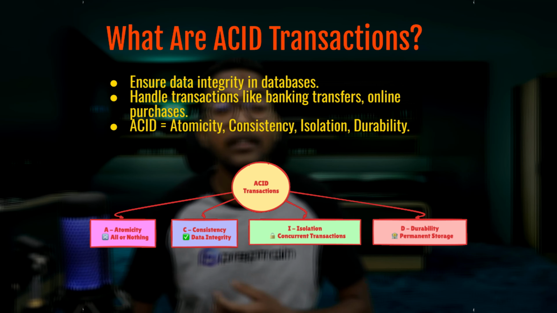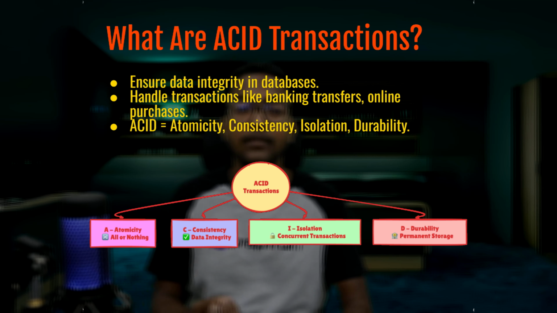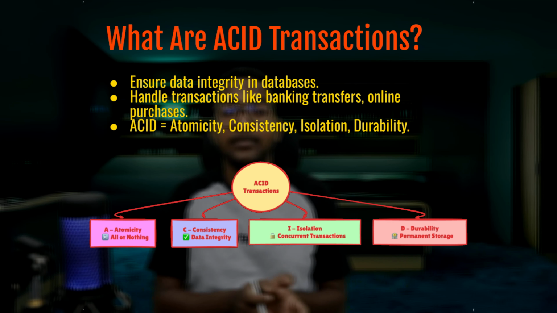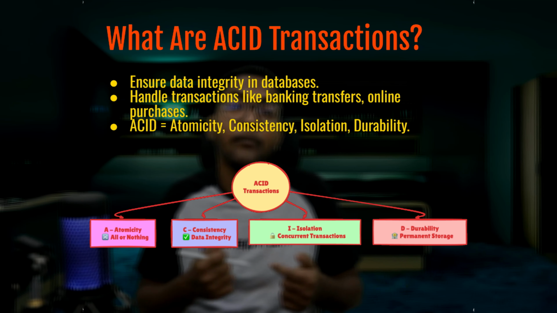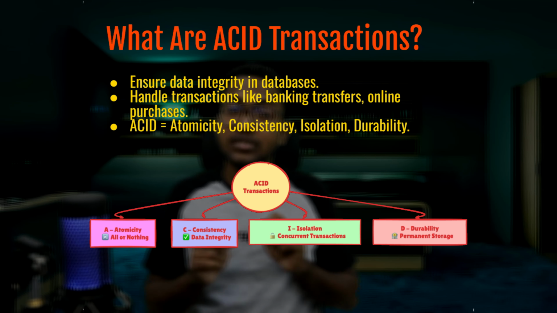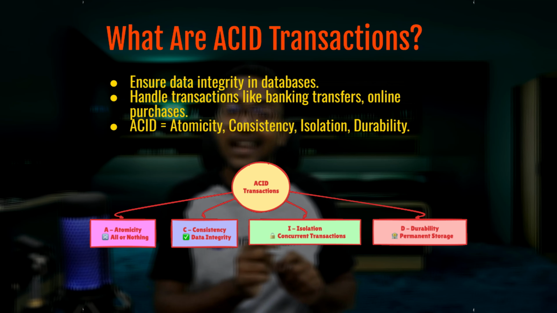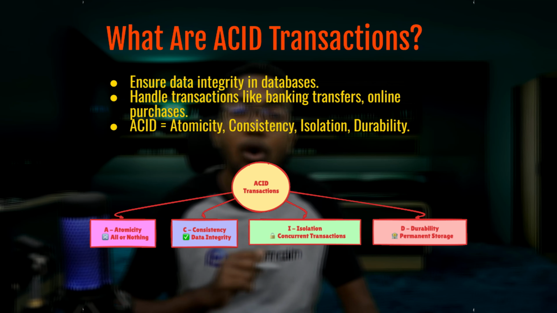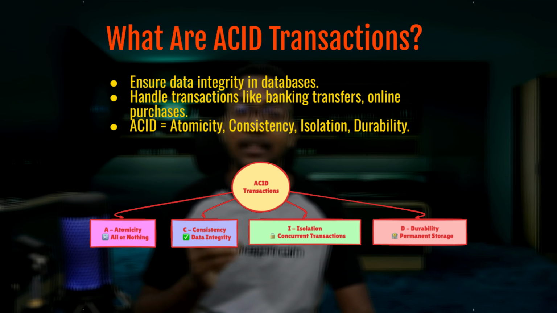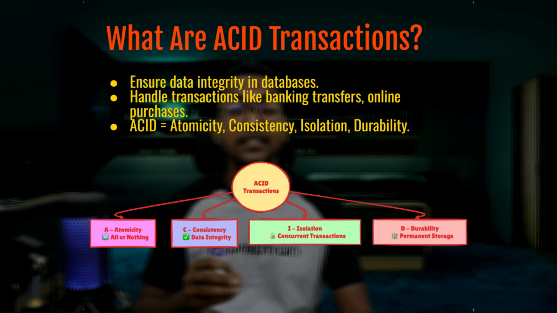Let me break it down in simple terms. Suppose you are transferring money from one bank account to another, and you want to make sure that the transaction happens without any errors, right? So you would not want your money to disappear halfway through the transfer. ACID transactions ensure that either the entire process is completed successfully or nothing happens at all. It is a way of guaranteeing that your data remains safe and consistent, even if there is a system crash or some other issue.